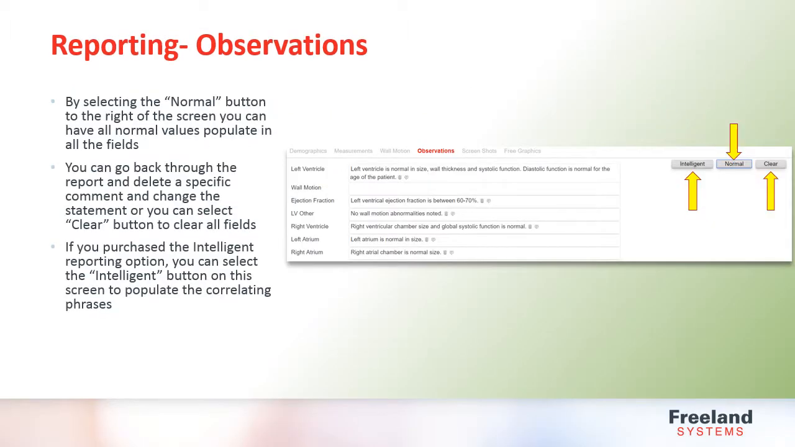By clicking the Normal button on the right-hand side of your screen, you can have normal statements populate in all of the fields. You can then go back through the report and delete specific comments and change the statement you desire. In order to clear the report completely, you hit the Clear button on the right side of your screen. If you have purchased the Intelligent Reporting option, you can select the Intelligent Reporting button on this screen in order to populate the correlating phrases.